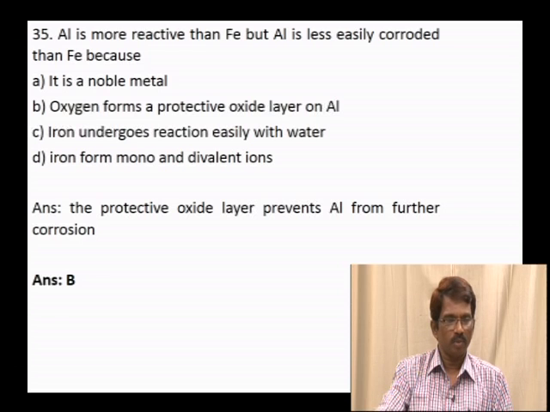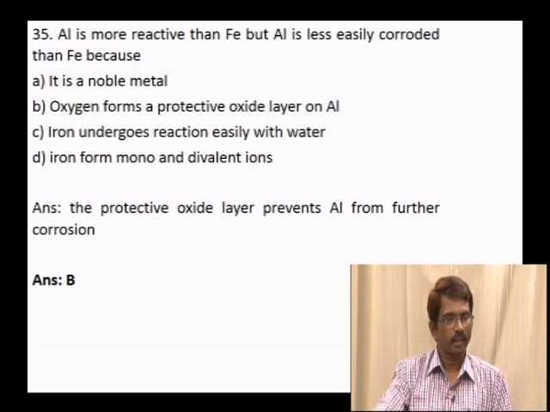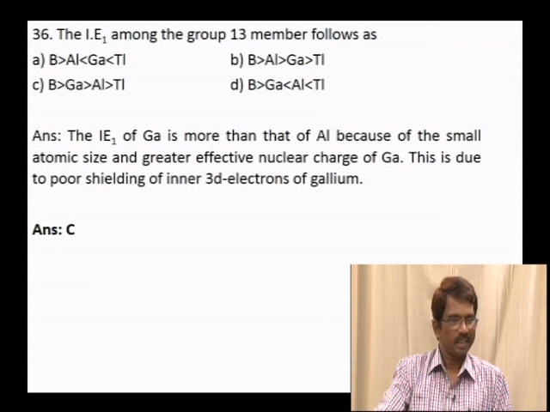When aluminum is exposed to atmospheric air, the surface aluminum atoms undergo oxidation to form a protective layer of aluminum oxide, and that prevents the metal from further corrosion, and hence the correct option is option B. Into question number 36, the ionization enthalpy among group 13 members. Follow the order.